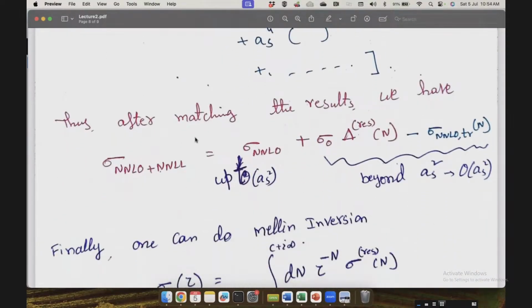So after matching, what do we have? You take the known fixed order results, which have the information up to alpha s square level, and you take the full resummation results, which have the logarithmic contributions all the way from alpha s level to alpha s power n, where n is very large, and then you subtract the known results up to alpha s square level.